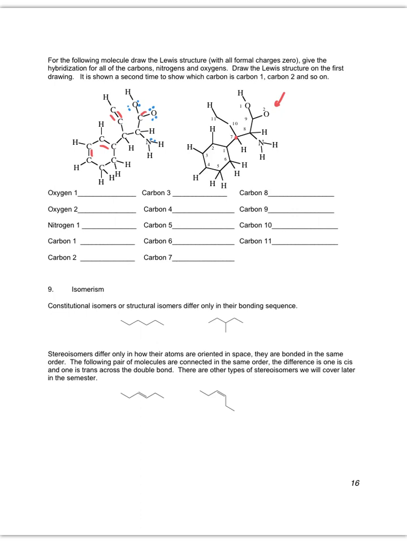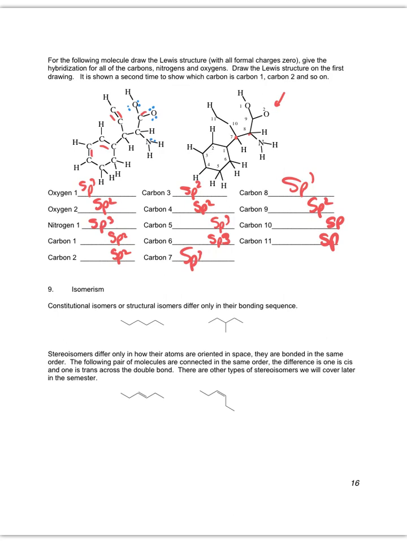So oxygen 1, it's got 4 things, so it's sp3. Oxygen 2 is sp2. Nitrogen 1 is sp3. Carbon 1, 2, 3, and 4 is sp2. Carbon 5 and 6 are sp3 because they have 4 things around it. Carbon 7 is sp3. Carbon 8, this one here, is sp3. 9 is sp2. And 10, 11 are sp because they each have 2 things around. Okay.